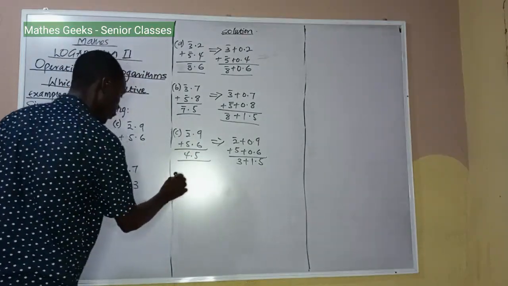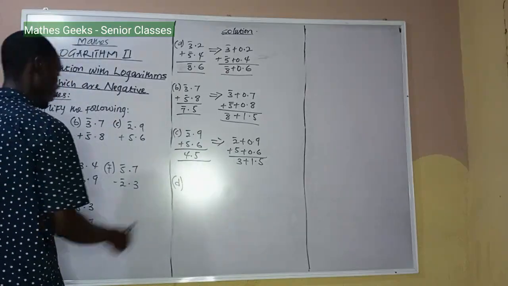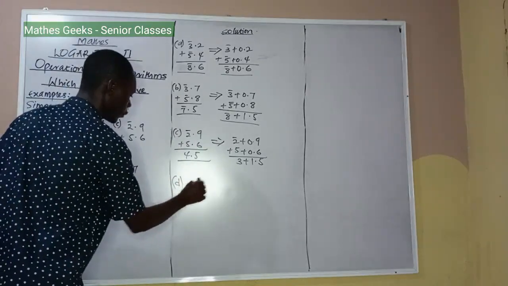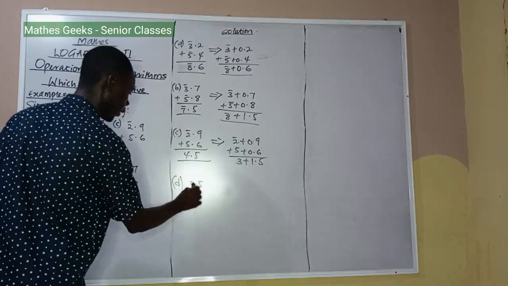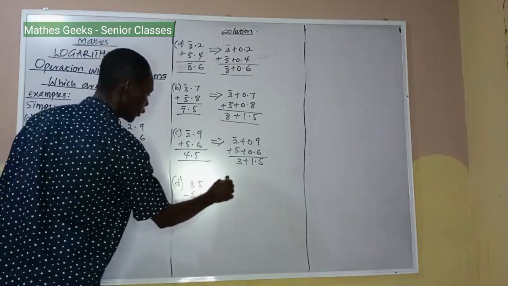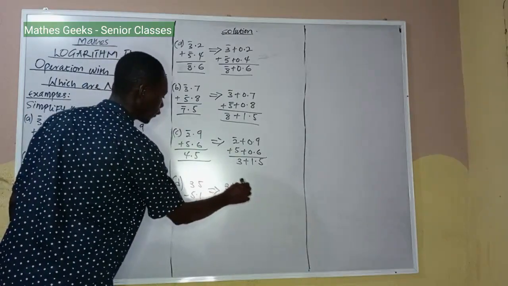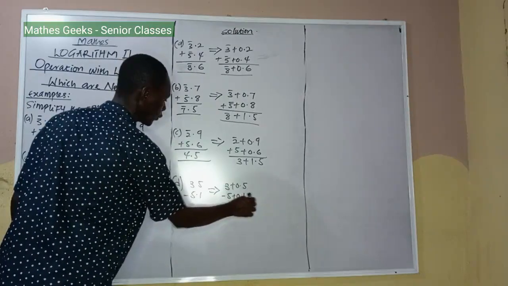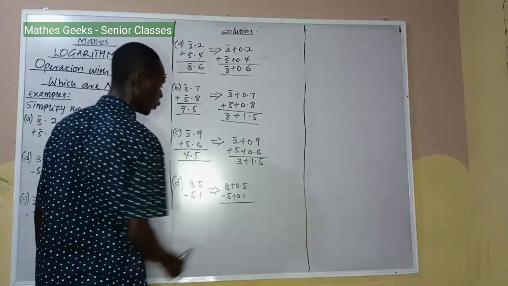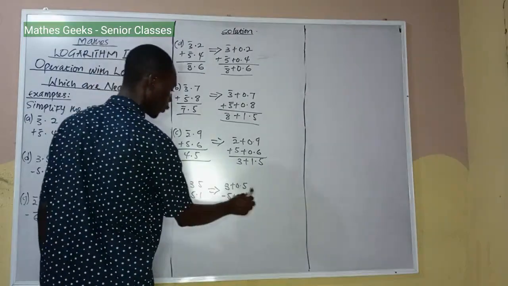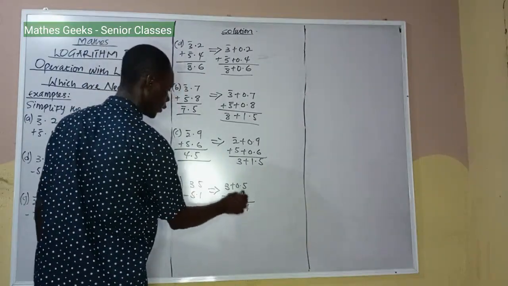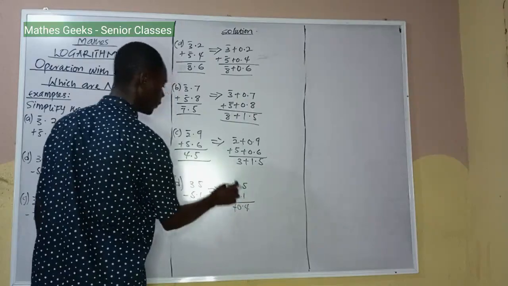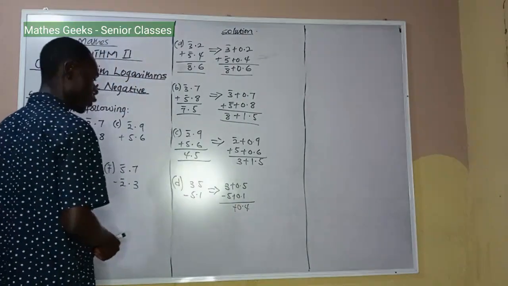So D will give us 3.5 minus 5.1. So this implies that 3 plus 0.5 minus 5 plus 0.1. And then 5 minus 1 will give us 4. 0.4 plus. Now 3 minus 5 is not possible.